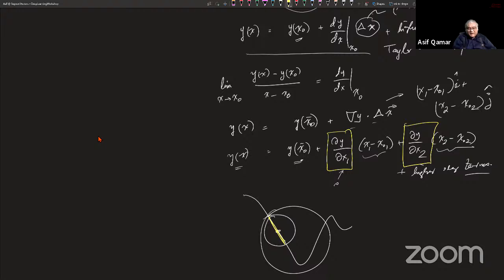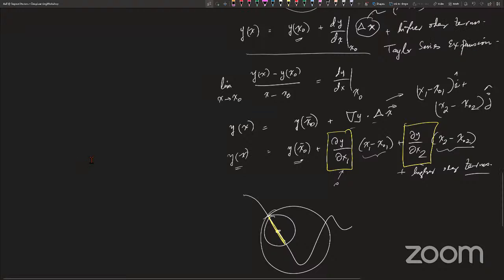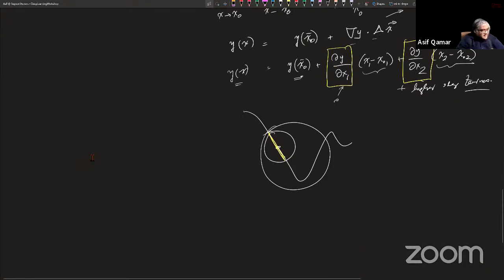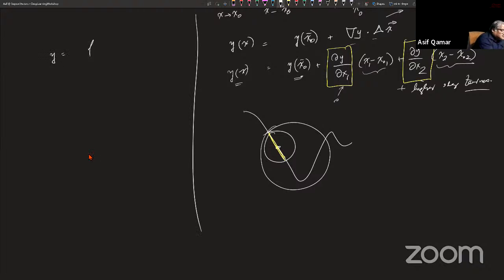So let me go back to that idea and I'll explain what I mean by that. When you say that you have a function y is equal to f(x), and you make a small change in x, so x goes to x plus delta x, what happens to y? Then y would be a function of x plus delta x, and that is equal to f(x) plus df/dx. I mean, this is the complete derivative.